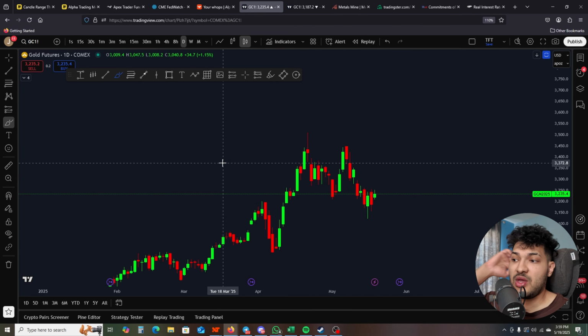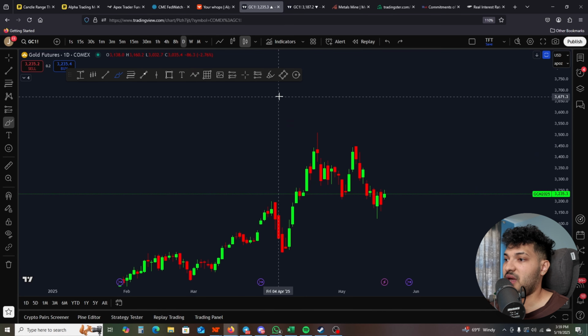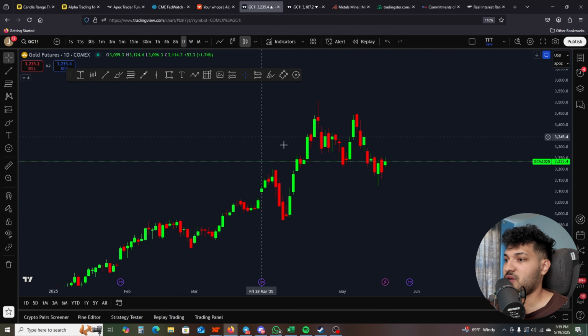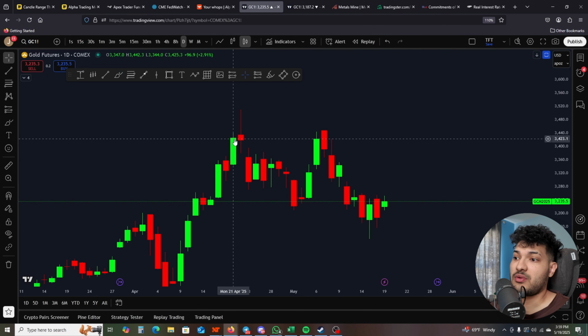a big thing is also patience. Now, this is early April. And you're going to notice something very interesting. We have a bullish candle, a very, very, very big bullish candle.